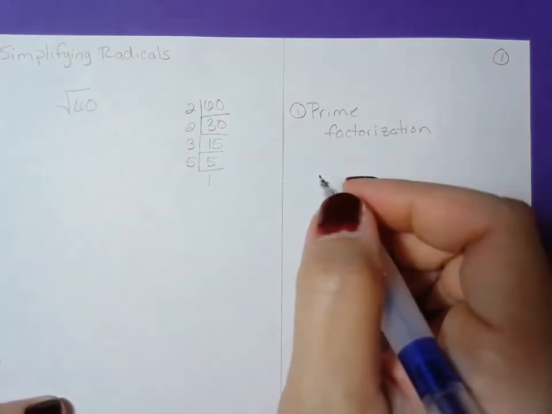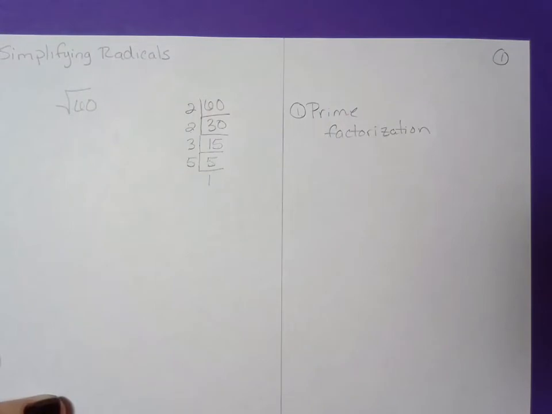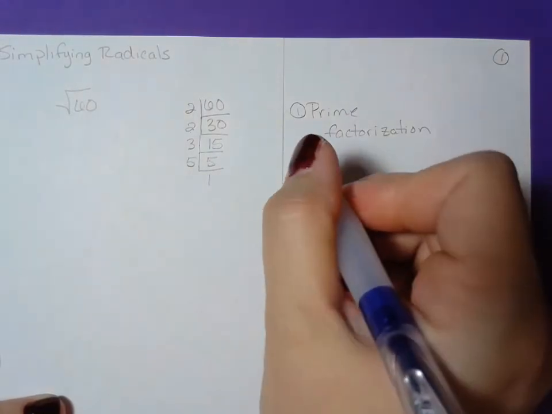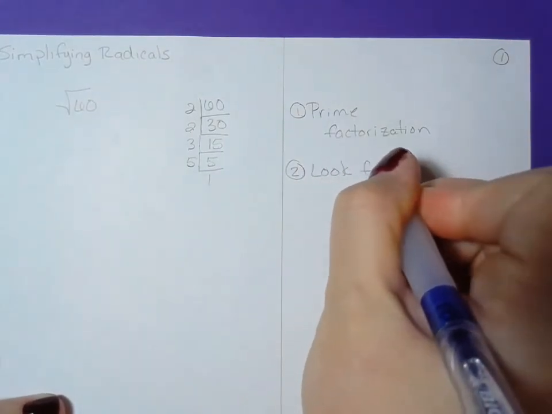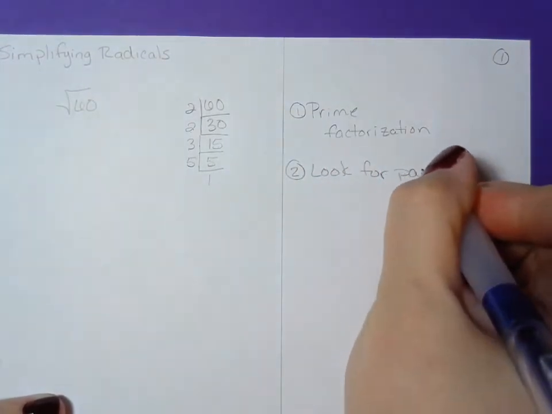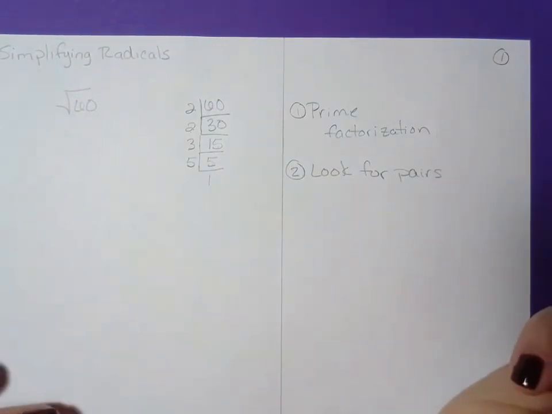Now, so there's our prime factors, and what we want to do after we get our prime factorization is we want to look for pairs. So that's the second step, look for pairs, because we're talking about square roots. So we're looking for a number times itself. Just like a perfect square, 4, the square root of 4 is 2. That's 2 times 2. We're looking for the same amount of numbers, and they have to match.